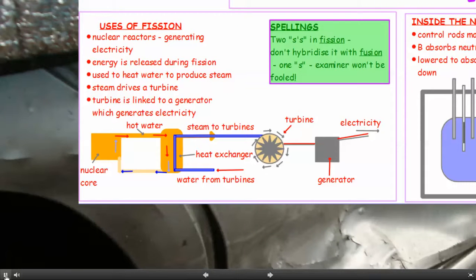So this diagram shows a nuclear reactor. The nuclear core is on the left there. Hot water circulates out of it, produces steam. The steam goes to the turbine. The turbine, this is the spinny round thing, spins round, and that's hooked up to a generator, and the generator is what produces the electricity.